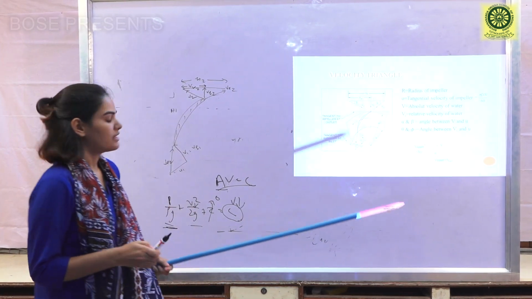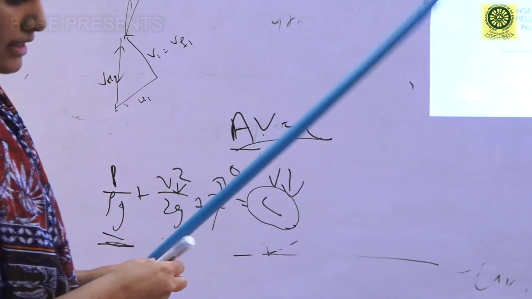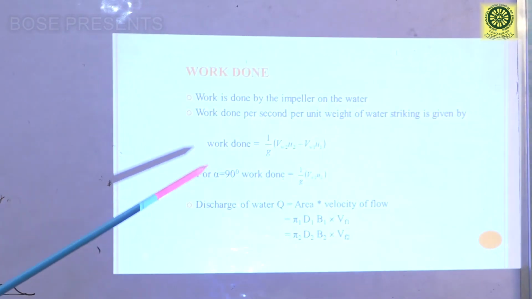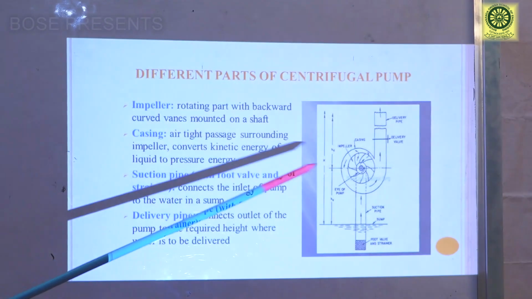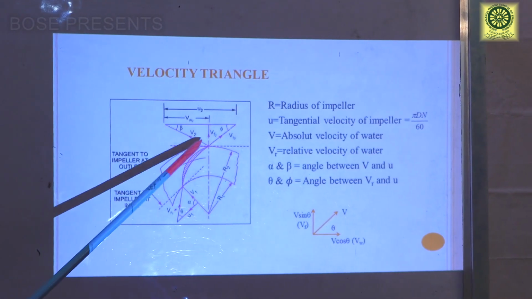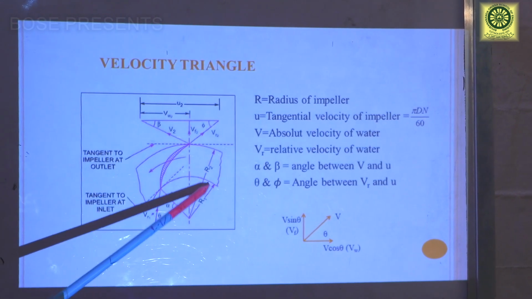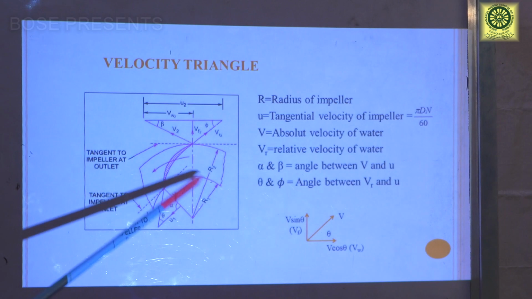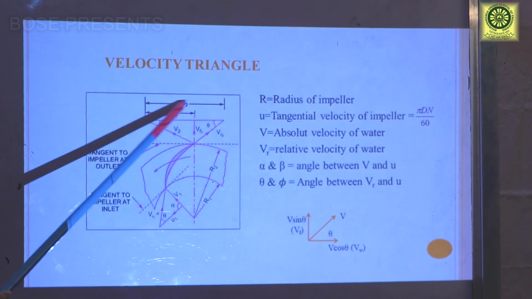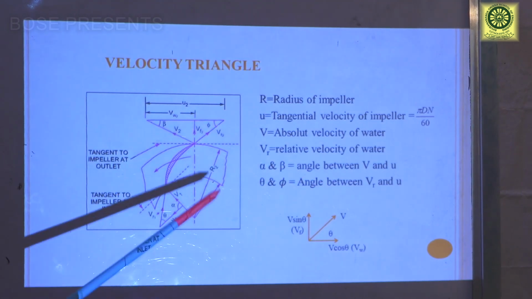Now next, the velocity triangle. Here we see this portion. This portion is zoomed. We are zooming a small portion of the impeller over here. So this is the impeller blade, and the impeller is moving in this direction. This is the inner radius, this is the outer radius. Inlet we denote as subscript 1, outlet as subscript 2. So R1 is the inner radius, R2 is the outer radius.